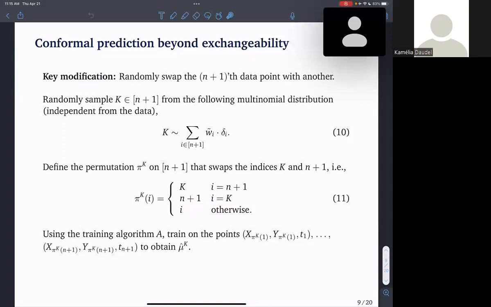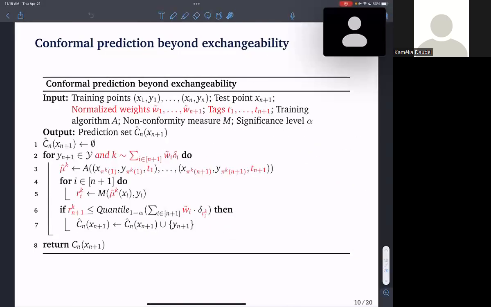Once you define this permutation, you train your algorithm using these data points now. So notice that you've introduced the tags t_1 through t_{n+1}, and you've swapped the (x, y) pairs when necessary. So you have pi_k(1) over here, pi_k(n+1) over here. So you swap all the (x, y)'s, but you keep the tags the same.